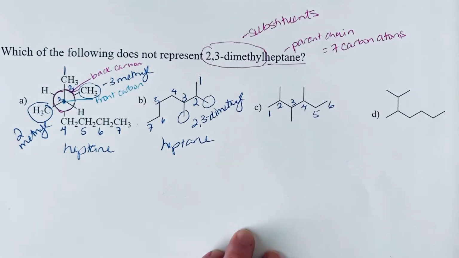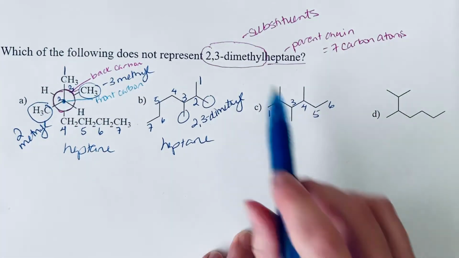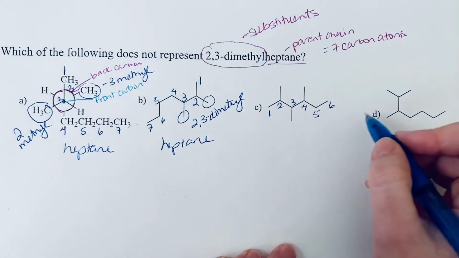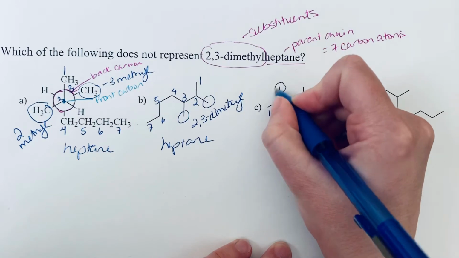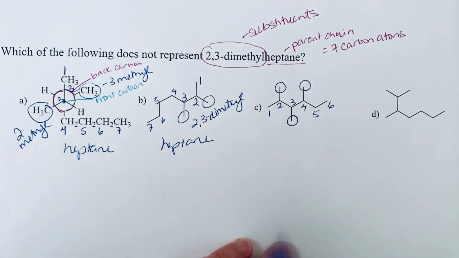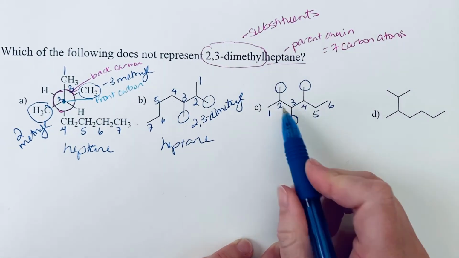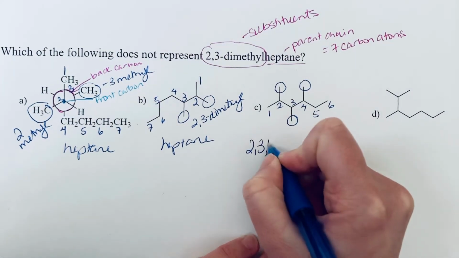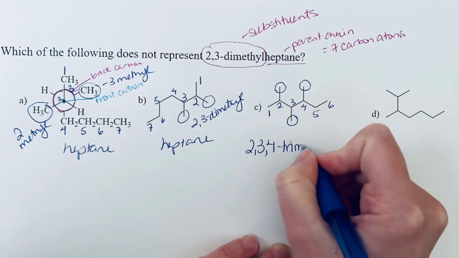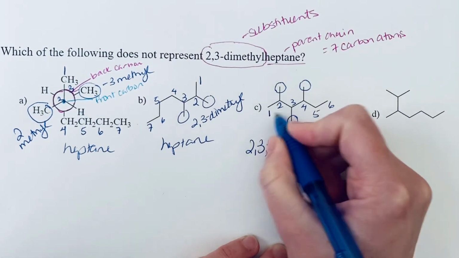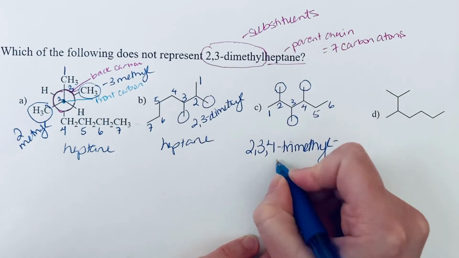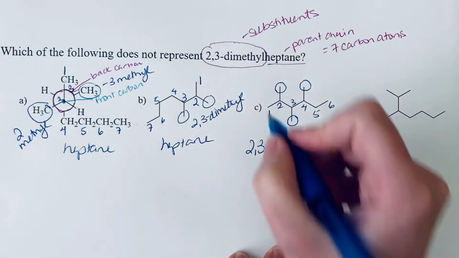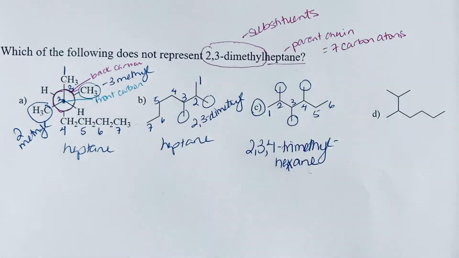So now we don't have a 7 carbon atom chain. So this is the option that doesn't represent 2,3-dimethylheptane. But let's just keep going and actually name this for extra practice. So we still have some methyl groups, 1, 2, 3 of them. So trimethyl, and they are on carbon 2, 3, 4. So this would be 2, 3, 4-trimethyl. And a 6 carbon atom chain means that this is a hexane, not heptane. So this is the one that does not represent the same molecule.